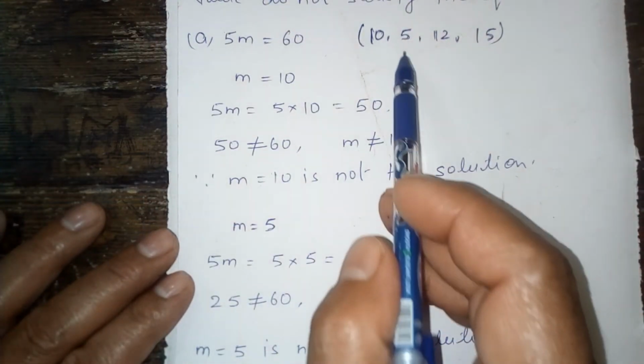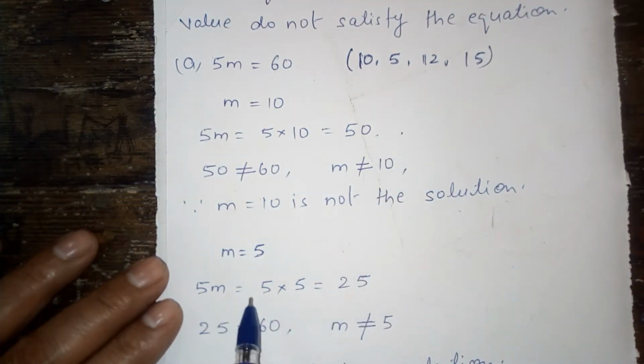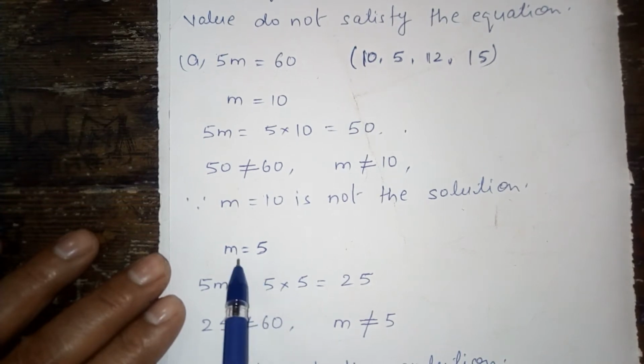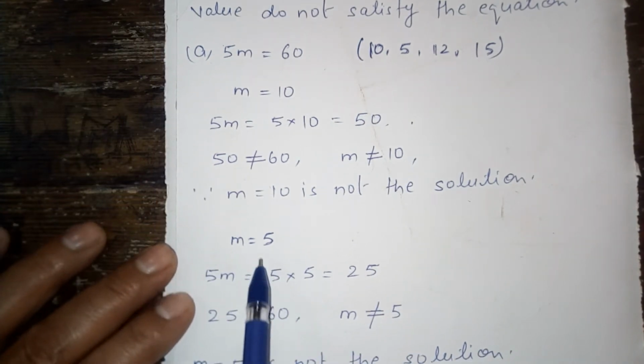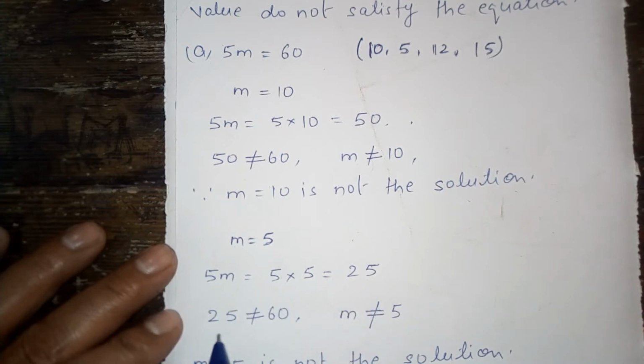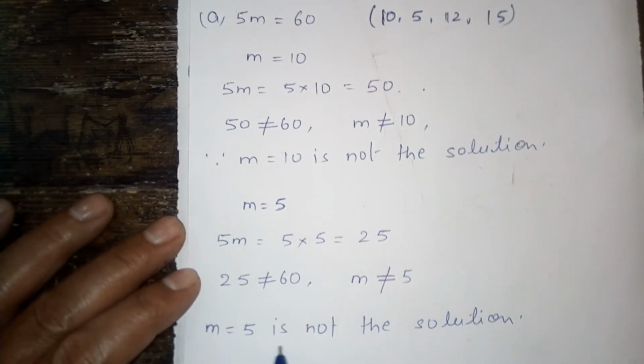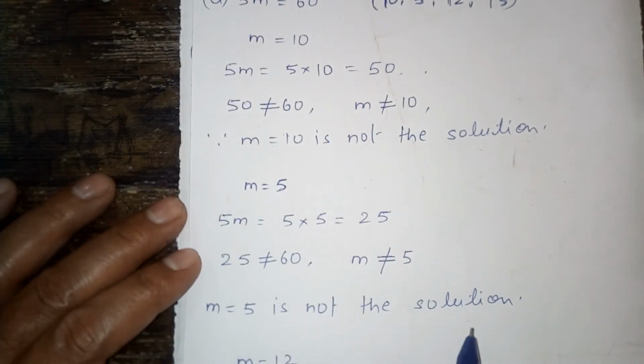Okay, your next value is 5. So first we will discuss m is equal to 5. Is this value right or wrong? 5m means 5 in place of m. What will you write? 5 times 5 is 25. And 25 is not equal to 60. Therefore m is not equal to 5. So m is equal to 5 is not the solution.